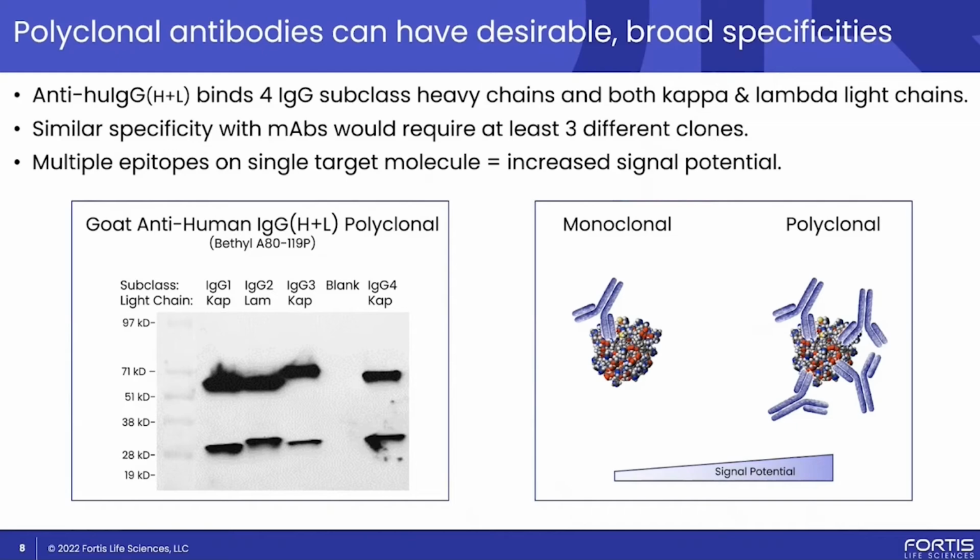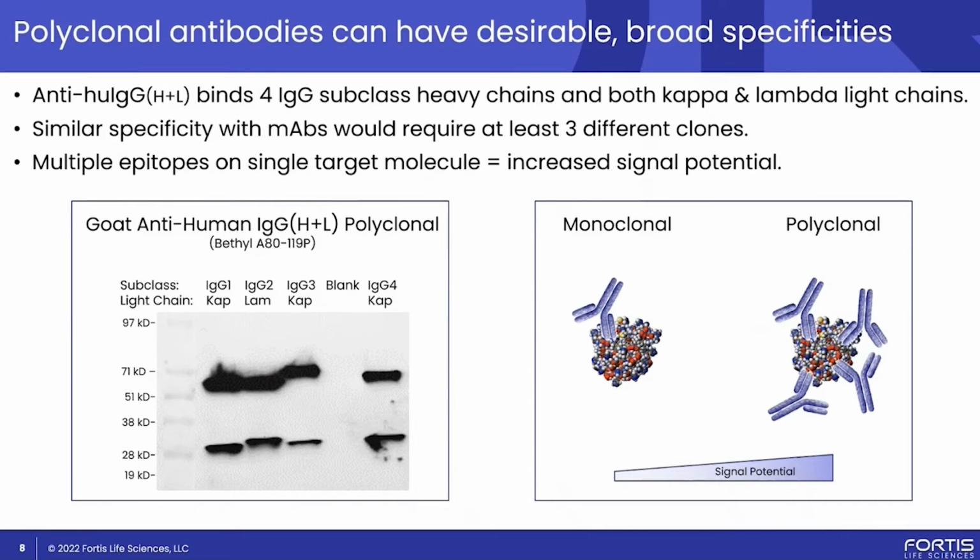In addition to having the possibility of achieving excellent specificity with polyclonal antibodies, they're also known for having the ability to achieve broader specificities. So if we look at this Western blot on the bottom left, we're looking at an anti-human IgG heavy plus light antibody. We can see that it binds IgG1, 2, 3, and 4 heavy chains, and also kappa and lambda. If you were to try to achieve a similar specificity with monoclonal antibodies, you would need at least 3 different clones to do that.